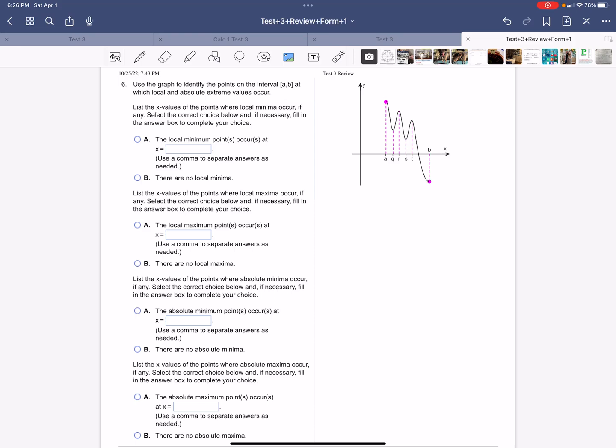Hello, this is homework help for a few problems on your test 3 for Calc 1. The first problem I got was question number 6.